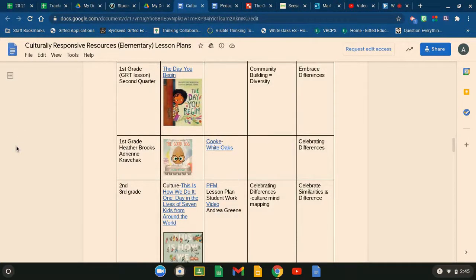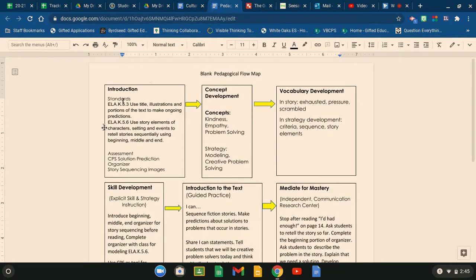Hi guys, it's Adrienne, and this is my little synopsis on using the pedagogical flow map to develop a lesson for K or one with a focus on social and emotional learning. So I focused on kindergarten.